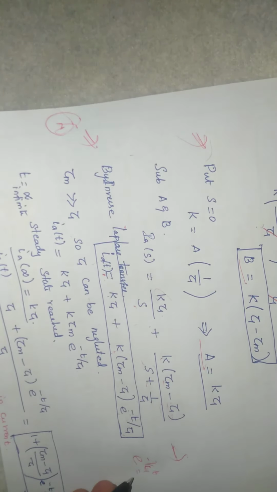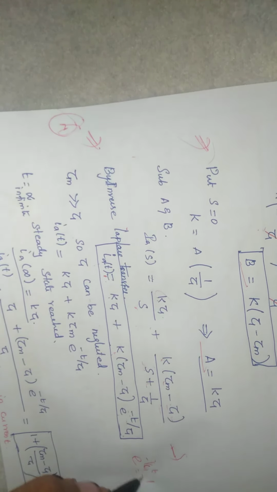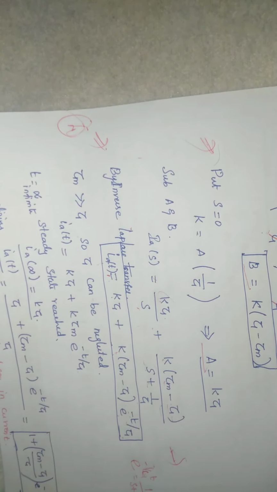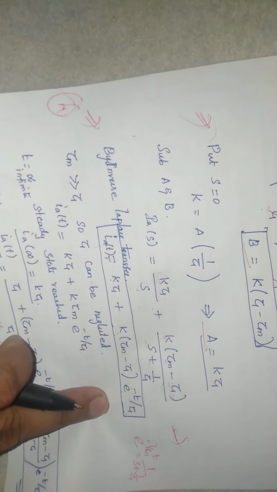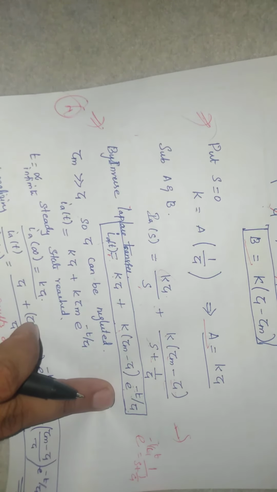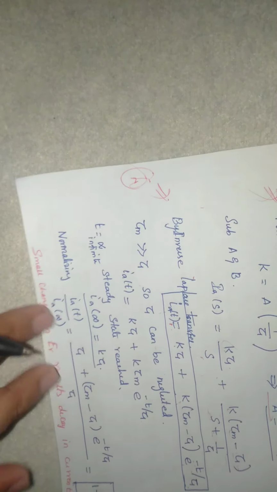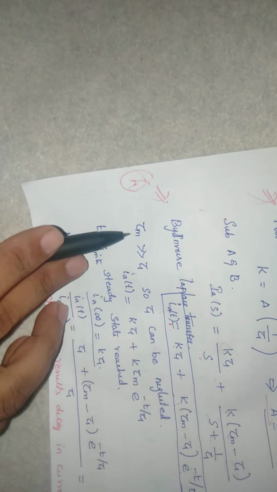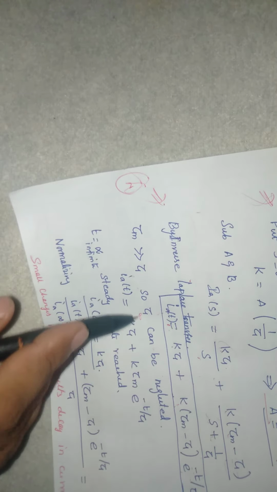If we take the Laplace transform of this term, it is 1 divided by s plus 1 divided by tau 1. Taking the inverse Laplace transform, we get e power minus t divided by tau 1, and the remaining terms stay constant. Now we compare tau m and tau 1. Since tau m is considerably bigger than tau 1, we neglect tau 1 here.